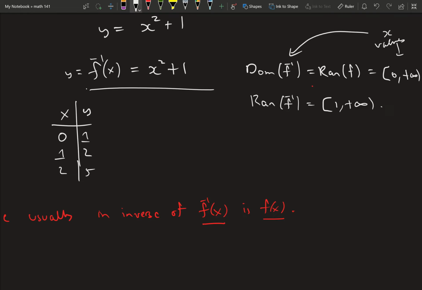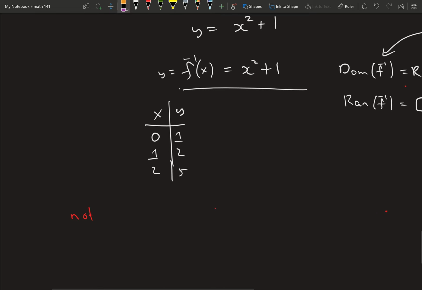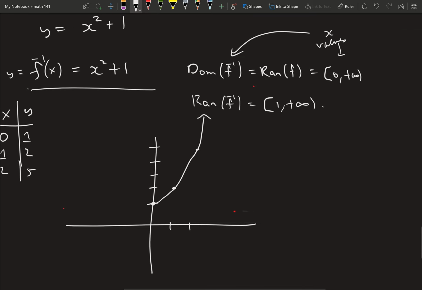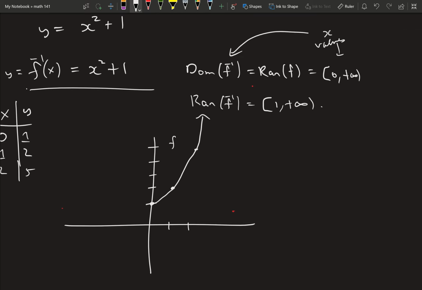So what does our graph look like actually? Let me get rid of this now, because this is no longer going to be relevant for us. What is our graph? Well, I have the point (0, 1), the point (1, 2), and the point (2, 5). This on its own does pass the horizontal line test. So this is the graph of f inverse.